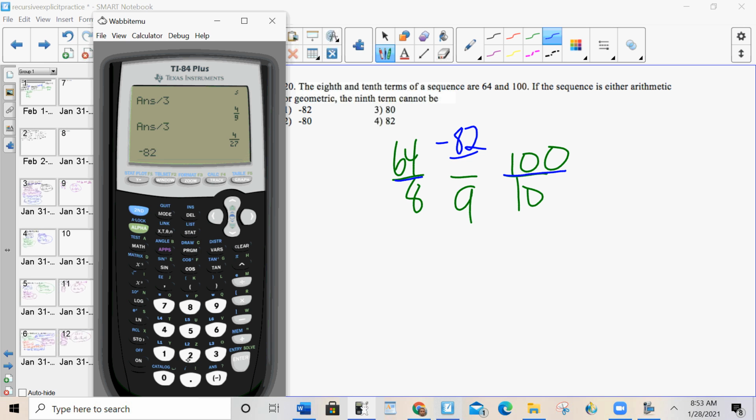I'm going to do negative 82 divided by 64. I'm going to do 100 divided by negative 82. Is that a common ratio? Do they divide to the same amount? No. Can't be arithmetic because, again, they're alternating signs. It's not geometric, so that can't be correct.